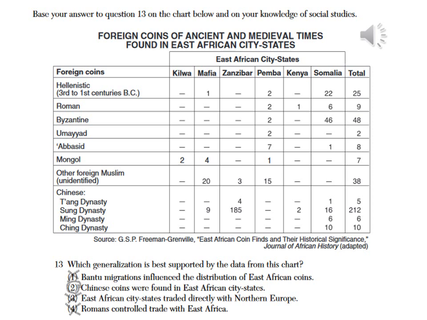It makes no sense. It's not talking about migration, because the chart has nothing to do with migration. Right away, eliminate it. Number 3, East African city-states trade directly with Northern Europe. You can't tell from the chart. And number 4, Romans control trade with East Africa. That answer just makes no sense whatsoever.